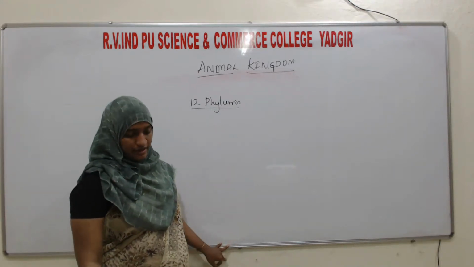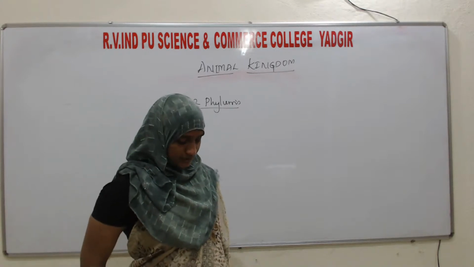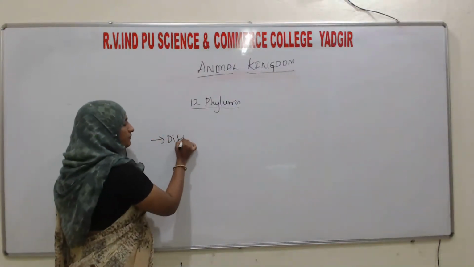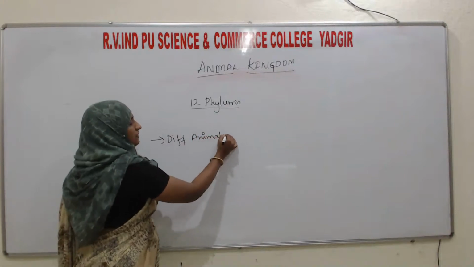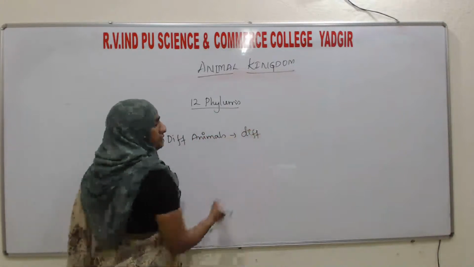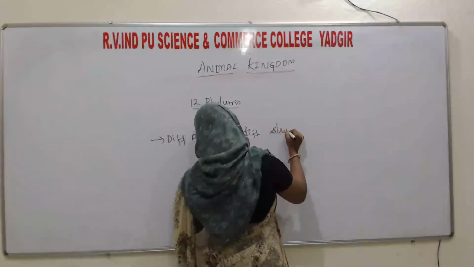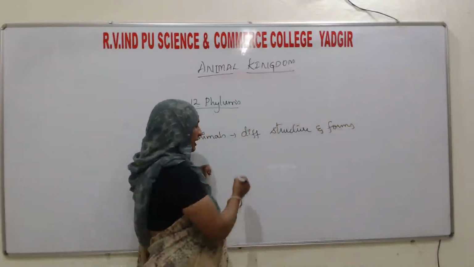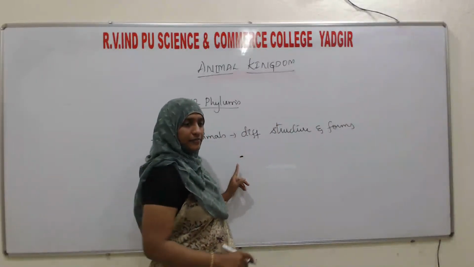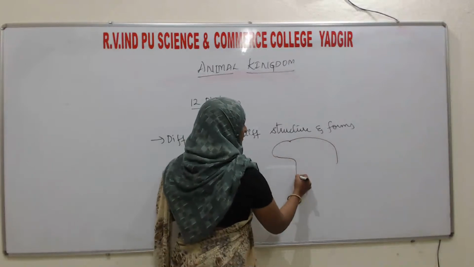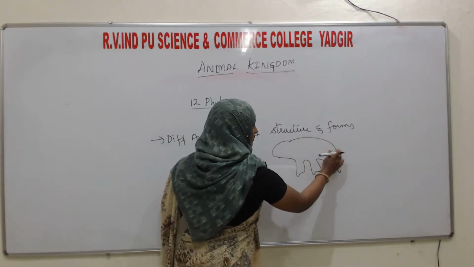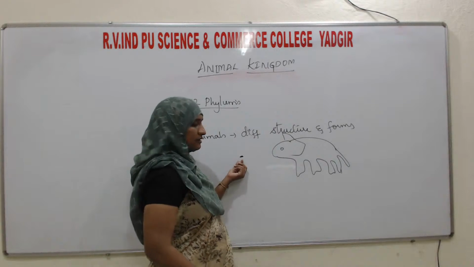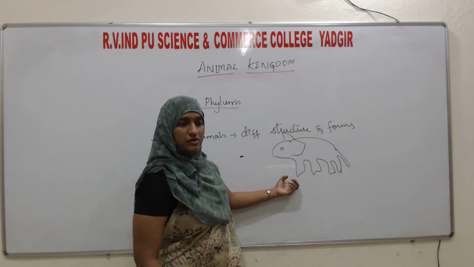When you look around in the environment, you will observe different animals with different structures and forms. One example I will tell you. One ant is there. One big elephant is there. This is an ant, this is also an animal. This is an elephant, this is also an animal.